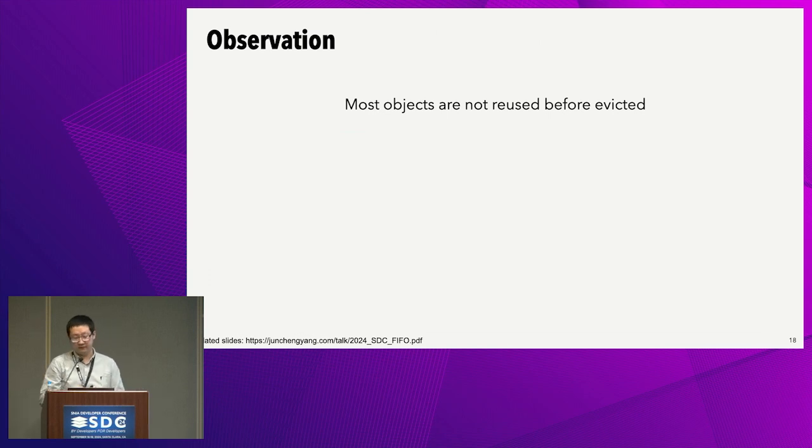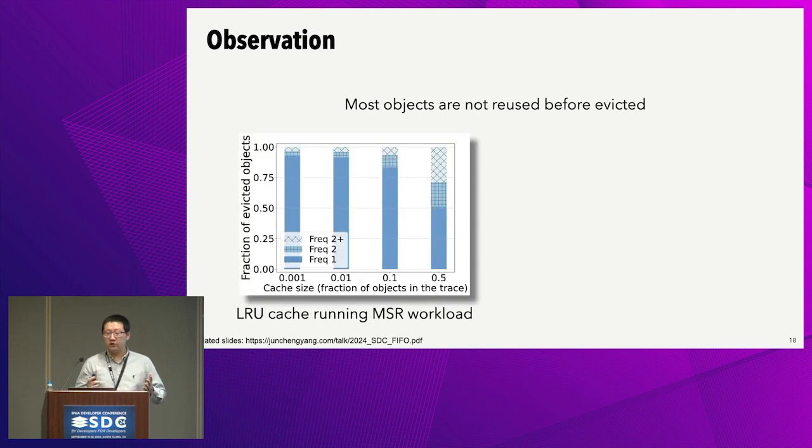To validate this, we run cache simulations. We use different eviction algorithms, but here I'm only showing LRU. In this figure, Y shows the fraction of evicted objects, X shows different cache sizes, and different parts of the bar show the frequency of evicted objects. Frequency 1 means that the object is not reused after insertion, while frequency 2 means that the object gets 1 request after insertion. We can see that across different cache sizes, even at a very large cache size, this 0.5 means that 50% of the trace footprint.